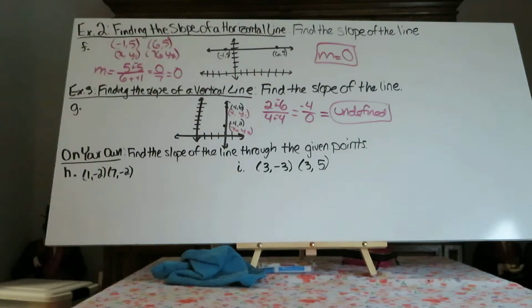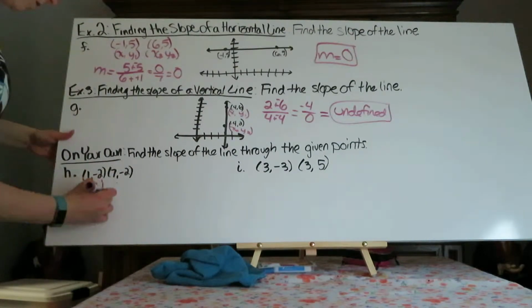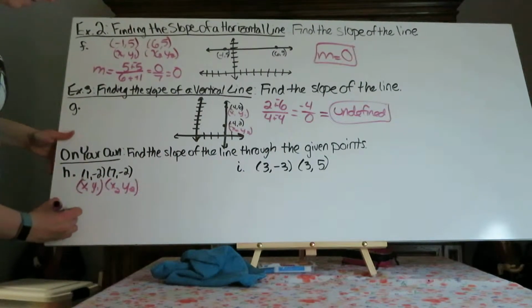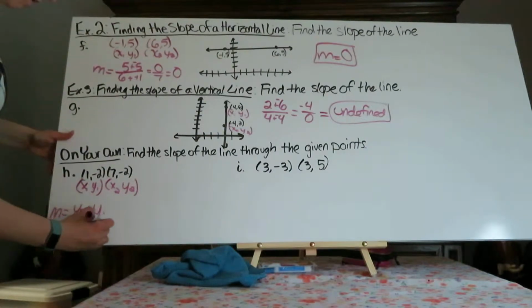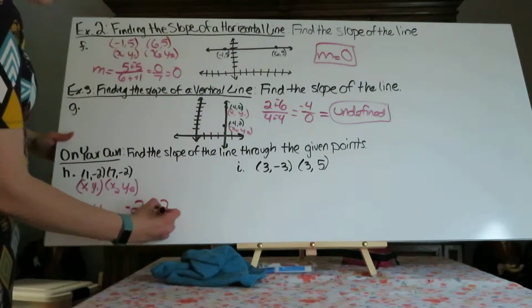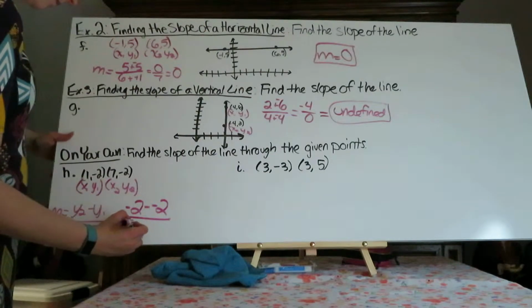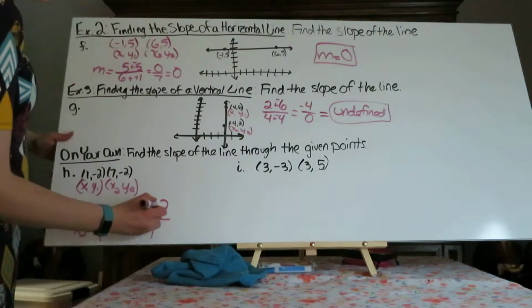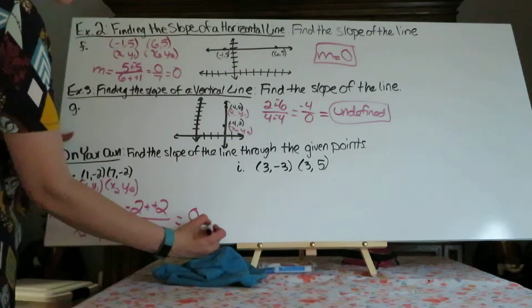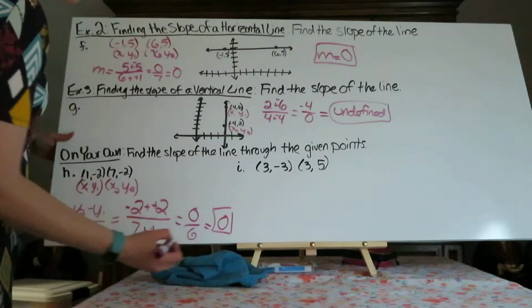All right, on your own. Go ahead, try this. Pause the video. Come back. We're finding the slope of the line that passes through the given points. So x1, y1, x2, y2. M equals y2 minus y1 divided by x2 minus x1. Again, the more you write it, the more you'll memorize it. Negative 2 minus negative 2 divided by 7 minus 1. Adding the opposite, we've got 0 divided by 6. This means 0 is our slope.